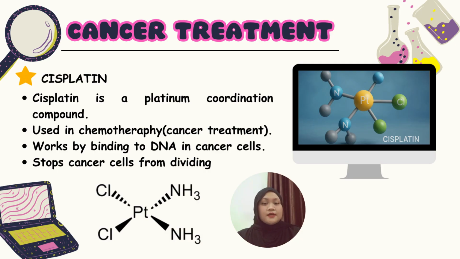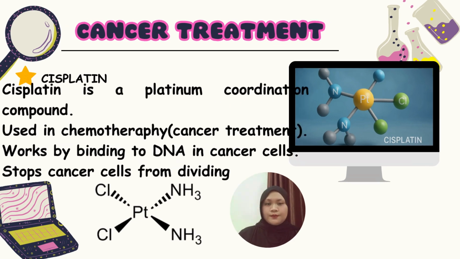First one is cisplatin. Cisplatin is a platinum coordination compound that is widely used in chemotherapy for cancer treatment. In this complex, platinum acts as the central metal ion surrounded by ligands. Inside a cancer cell, cisplatin works by binding to DNA, especially at specific bases. This binding damages the DNA structure and prevents the cancer cells from multiplying and dividing. As a result, the growth of the cancer will be slowed down or stopped.